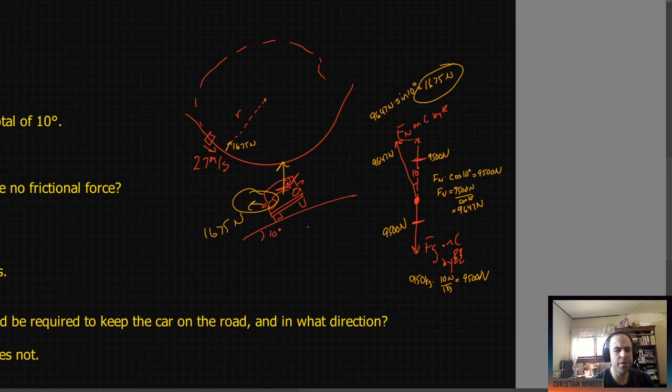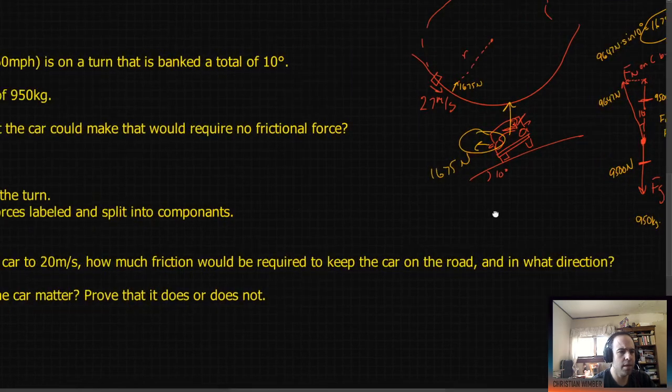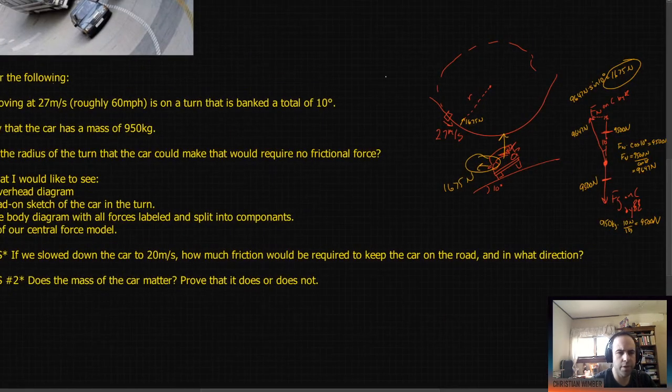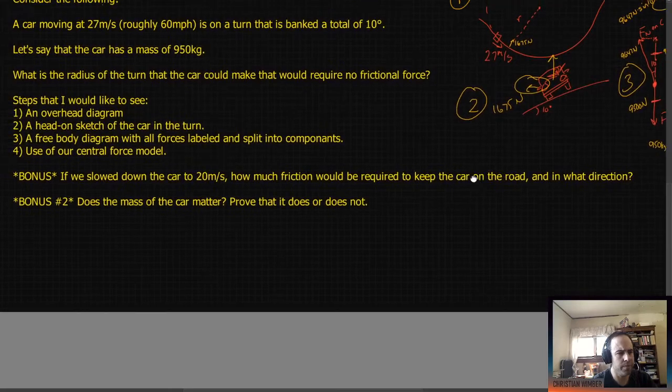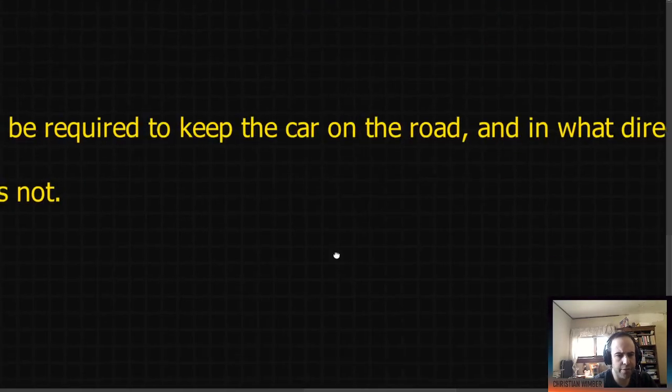All right, so let's go through and do the math. Let's split this up. We did an overhead diagram, that was number 1. We did a head-on sketch of the car, that's number 2. We did a free body diagram, number 3. And then number 4, our central force model.